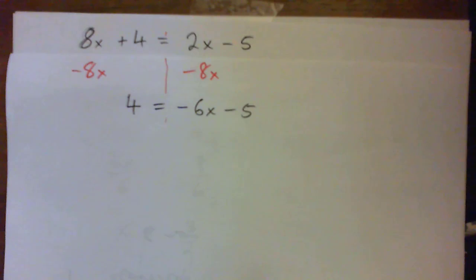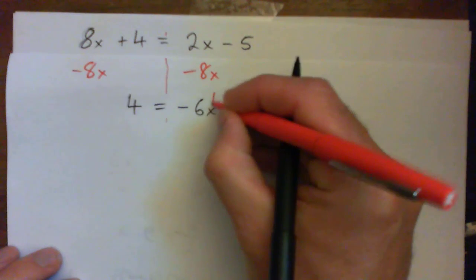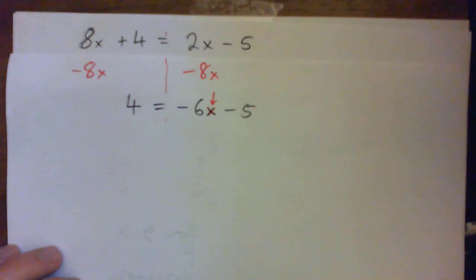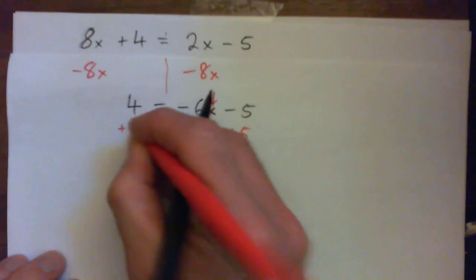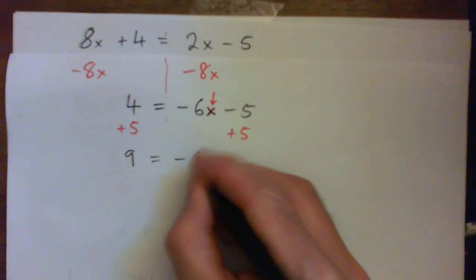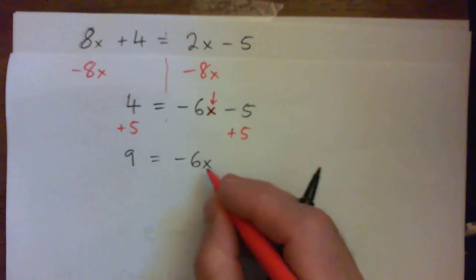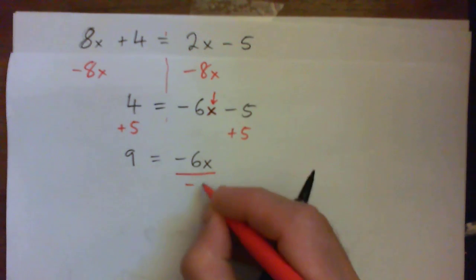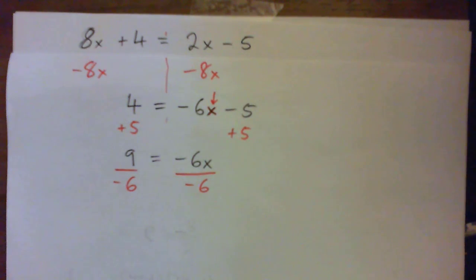Yeah. And now even here, this is something we're familiar with. Now it's just get x on its own. That's the goal, get x on its own. And so you might add 5, and you might get 9 is equal to -6x. And then, so -6 times x, so divide by -6. Okay?